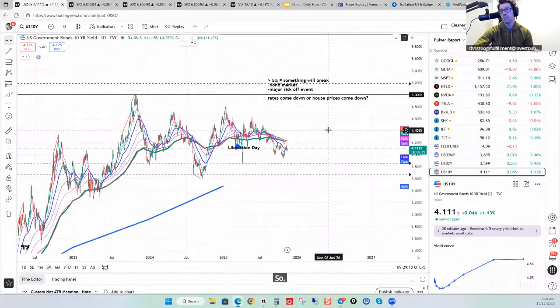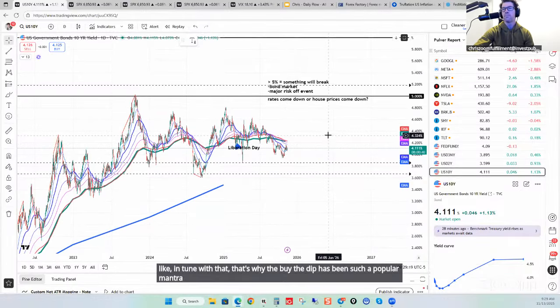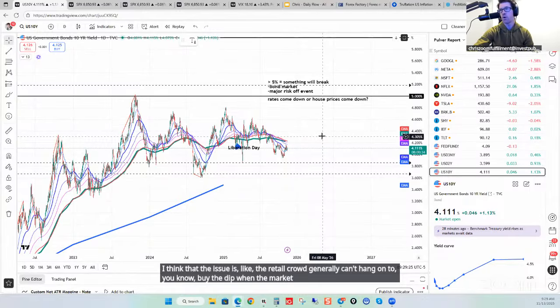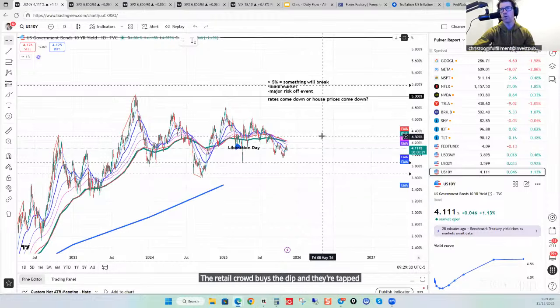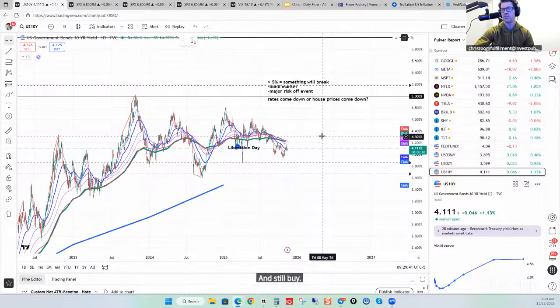So I think now that the retail crowd is almost in tune with that, that's why buy the dip has been such a popular mantra for the retail crowd. I think the issue is the retail crowd generally can't hang on to buy the dip when the market's down more than 20%. The retail crowd buys the dip and they're tapped out. They have no more liquidity. I'm generalizing, but that's kind of how it is. They don't have the discipline to ride a market down 20, 30, 40, 50% and still have assets to buy.